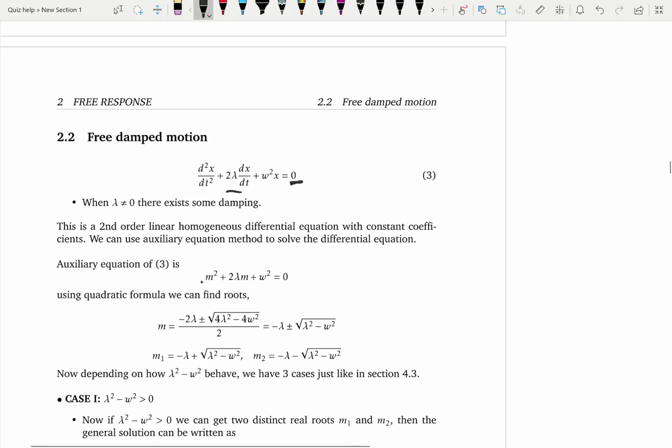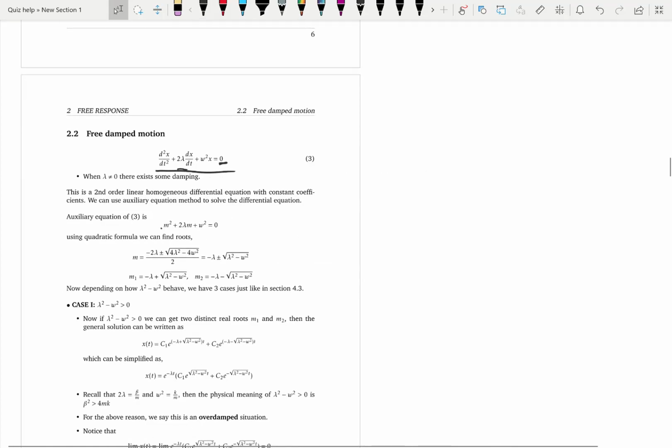That means energy drains out from the system, for example, because of friction. So we do have this 2 lambda times dx over dt term in the differential equation. Okay, since this is a second order homogeneous differential equation, the approach that you would take to solve this will be the auxiliary equation, right? So we can write the auxiliary equation as m square plus 2 lambda m plus w square is equal to 0 here.